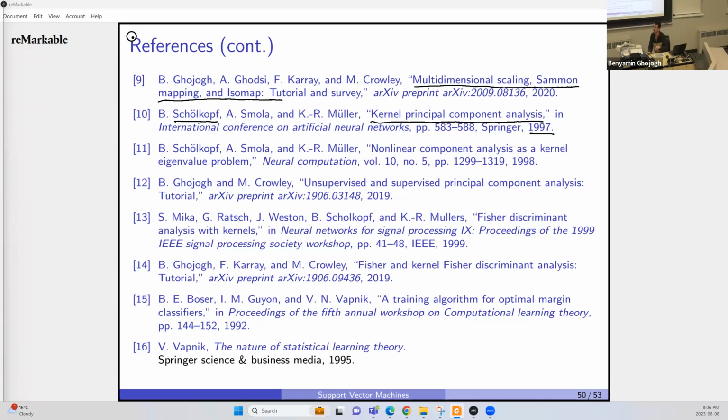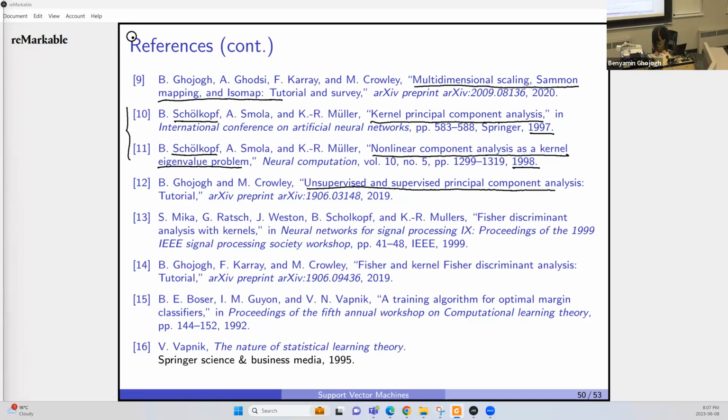Who is Scholkopf? Remember this. Scholkopf is the god of kernels in machine learning. Most of the kernel papers are proposed by his team. He is in Max Planck Institute in Germany. Okay. Scholkopf also in 1998. Nonlinear, these two papers, 10 and 11, are proposing kernel PCA.